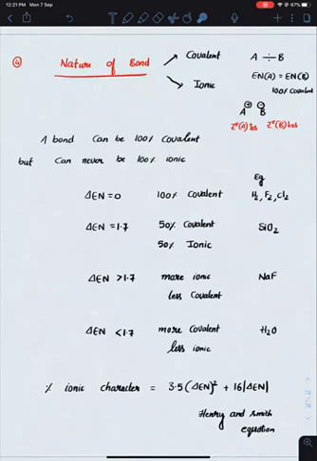Then we have to analyze the nature of the bond. There are two types of bonds in general, covalent as well as ionic. If there is no electronegativity difference at first, then the bond will be 100% covalent. There can never be a 100% ionic bond, because whenever an atom is losing an electron, its Z star always increases, and whenever an atom is gaining an electron, its Z star always decreases.